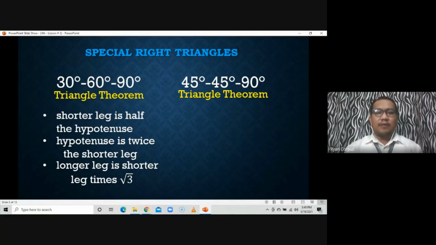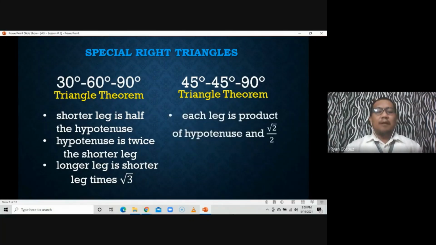So an isosceles right triangle is a right triangle with two sides which are congruent in measure. So yung dalawang sides of that triangle are congruent in measure. So it's true if your given right triangle has angles with equal measures also, just like 45, 45, 90 degrees. So, in a 45, 45, 90 degree triangle theorem, sabi dito, each leg is the product of hypotenuse and square root of 2 over 2.